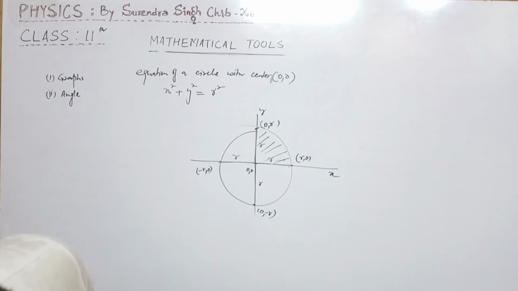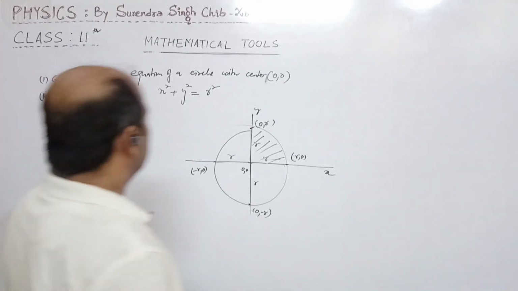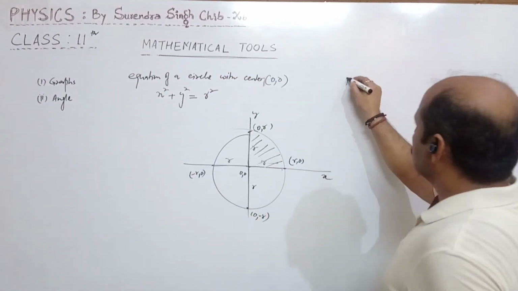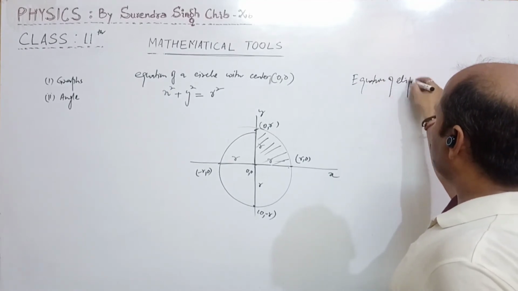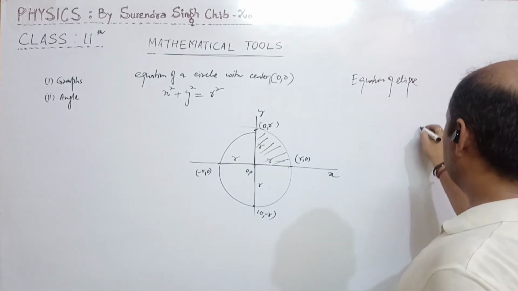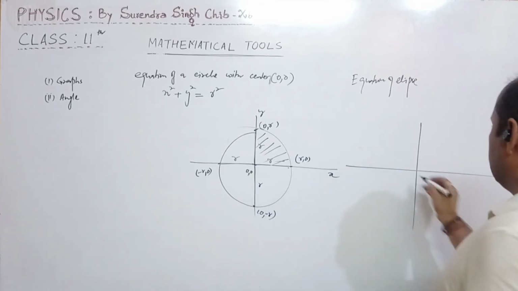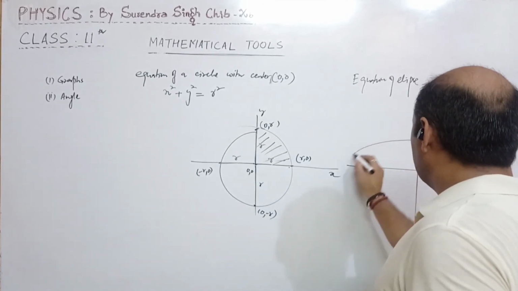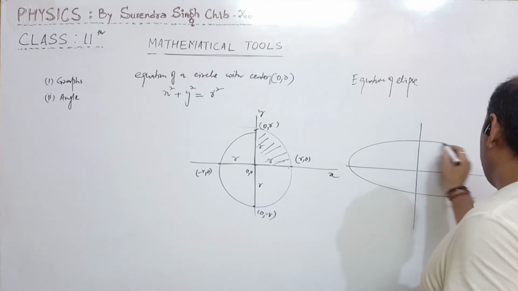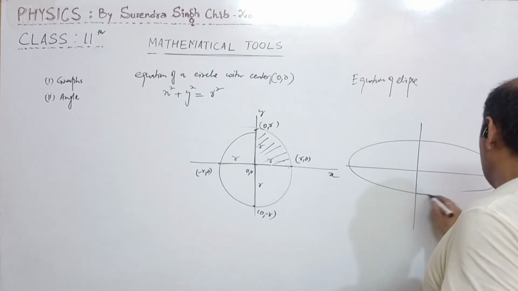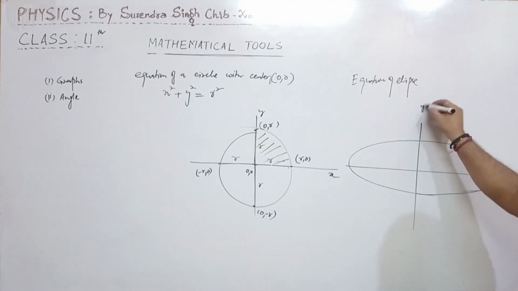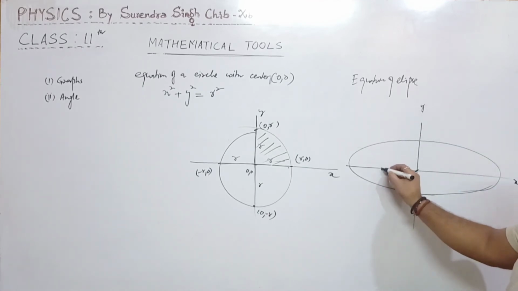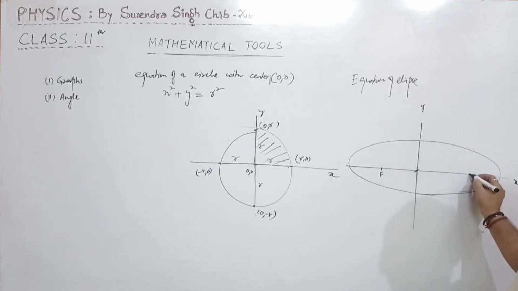So equation of ellipse. Ellipse तो अभी नहीं आ जाएगा फिजिक्स में. Ellipse, it is like this. Say this is an ellipse. Ellipse को समझाना बहुत जरूरी है. This is the x-axis. This is the y-axis. This is its center. It has two focus, f1 और f2.